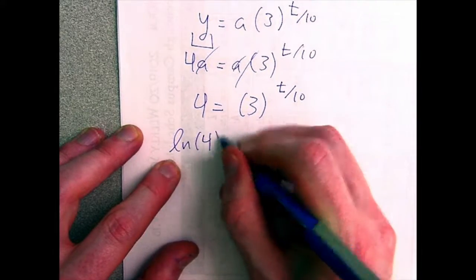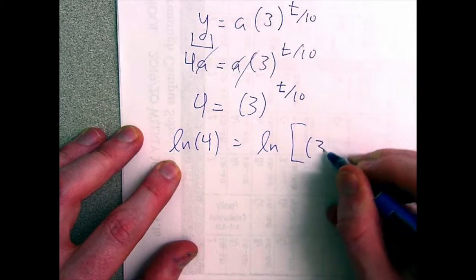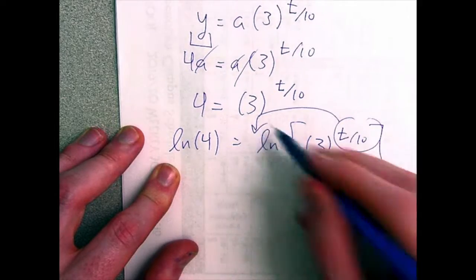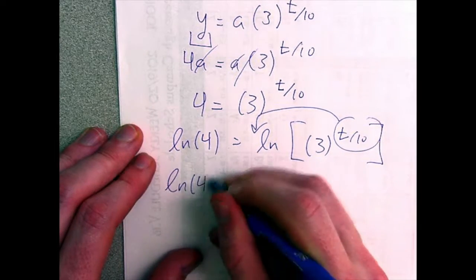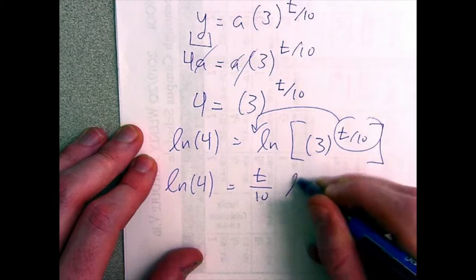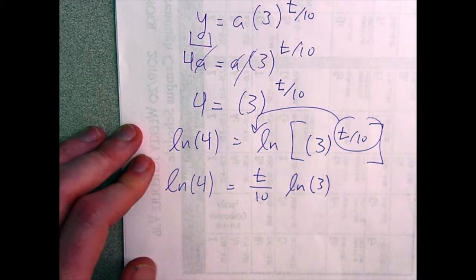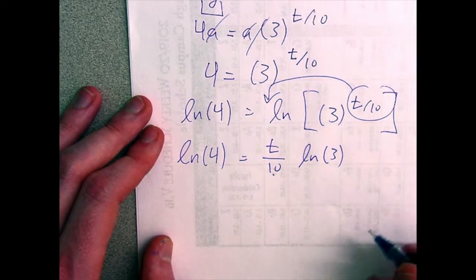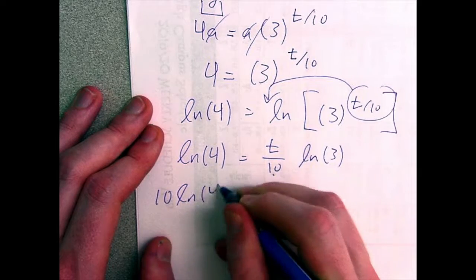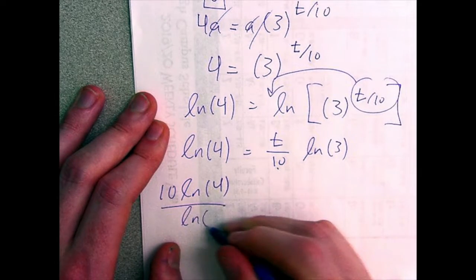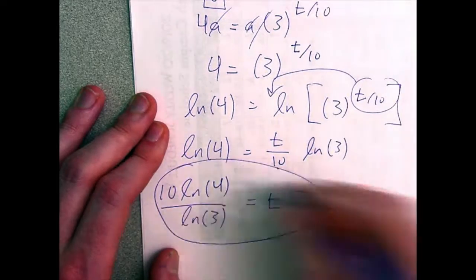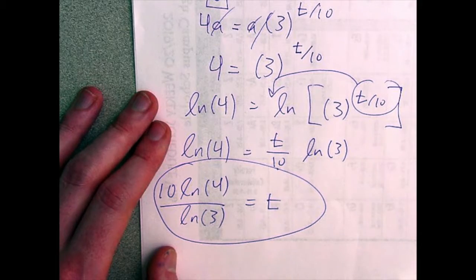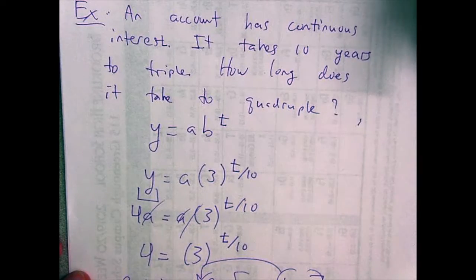I can solve for it by taking logarithms. So I have natural log of 4 is equal to natural log of 3 to the t over 10. As usual, this exponent can be brought down and put on the side. So that's natural log of 4 is equal to t over 10, natural log of 3. And now just solve for t. We have to multiply both sides by 10 and divide both sides by natural log of 3. So that's going to give me 10 natural log of 4 over natural log of 3 is equal to t. And you should use your calculator to figure out what exactly that is. But this is an exact answer. Okay.